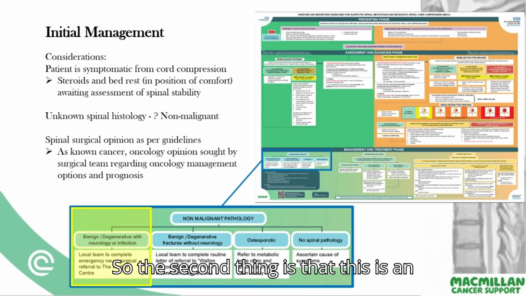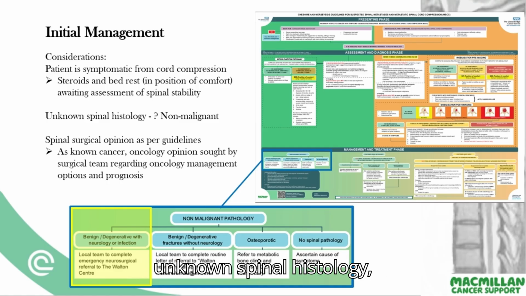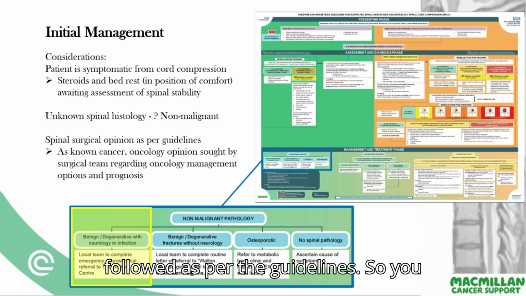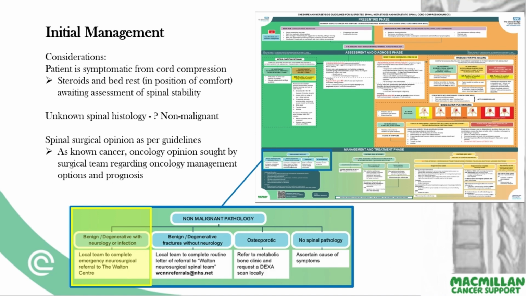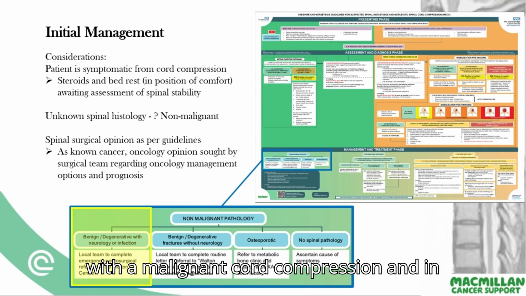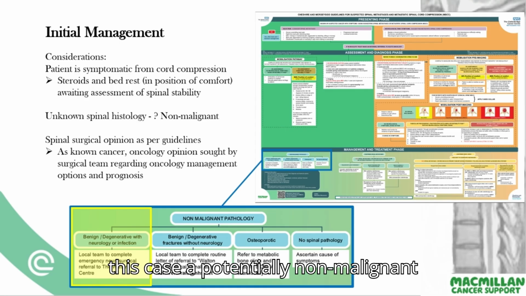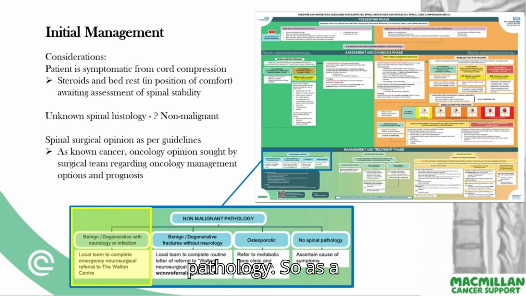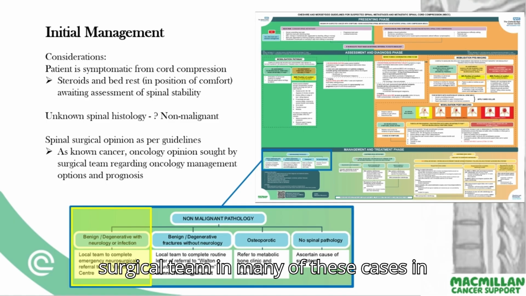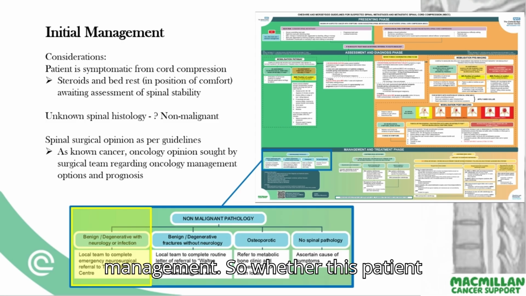So the second thing is that this is an unknown spinal histology, possibly non-malignant, and the spinal surgeon opinion should be followed as per the guidelines. So you can see here the flowchart for assessment and management of a patient with a malignant cord compression, and in this case a potentially non-malignant pathology. So as the patient had a known cancer, oncology opinion is still important to the surgical team in many of these cases in terms of determining appropriate management.